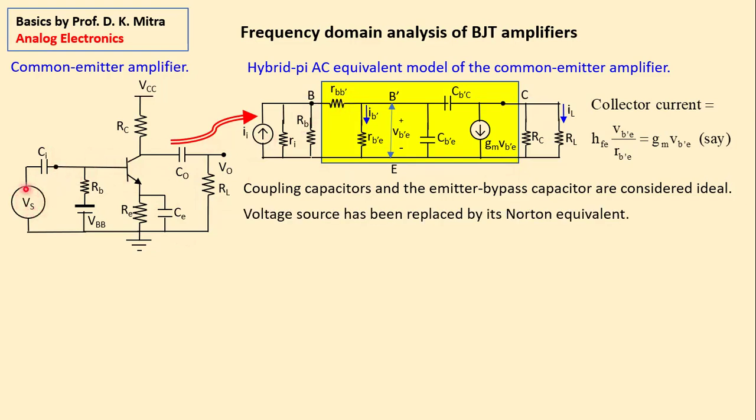Also, now I'll come to this voltage source Vs, the signal source. It has been replaced by its Norton equivalent, a current source in parallel with a source admittance, Ri. And you know what the Norton equivalent is, what the value of this resistance is, and this is the value of the current. So this whole amplifier is represented by this schematic circuit.